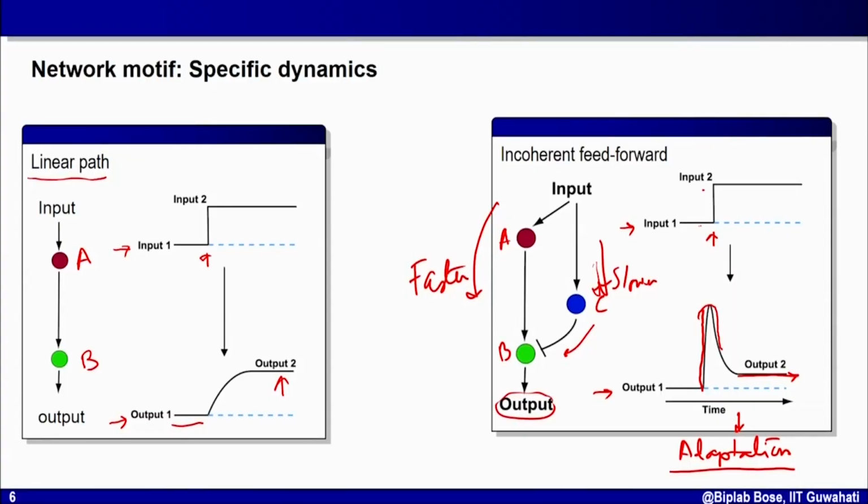Hope now it is clear to you what we mean by dynamic characteristic of a particular network motif. And each of these network motifs, under certain constraints, under certain parameter values, will have this type of unique characteristic properties.